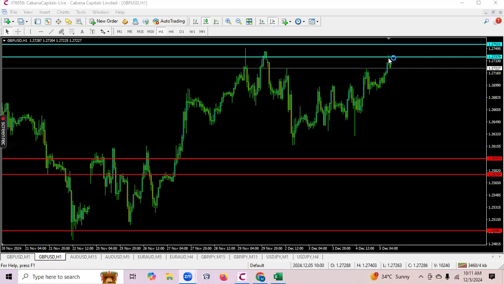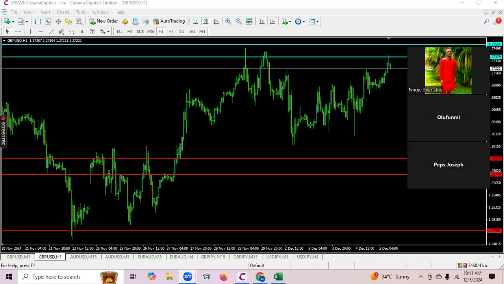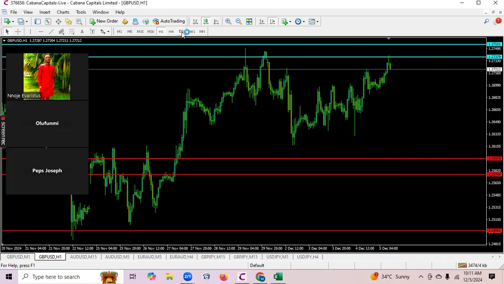USD, and I'm going to tell you my reasons for selling GBP USD. So let's start with the daily time frame. Let's see how yesterday closed.